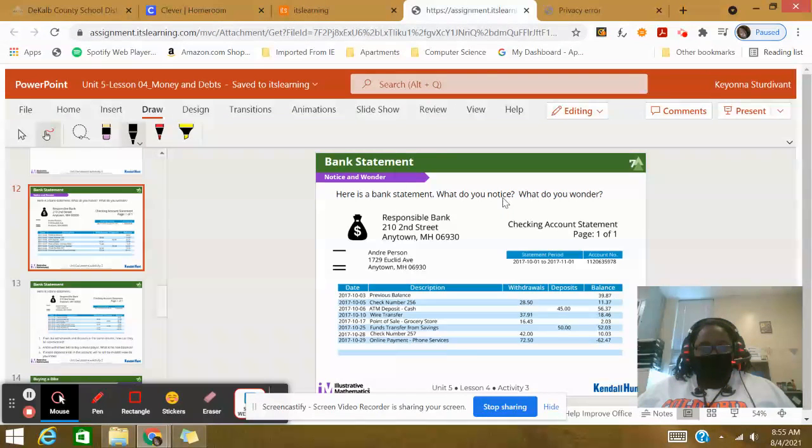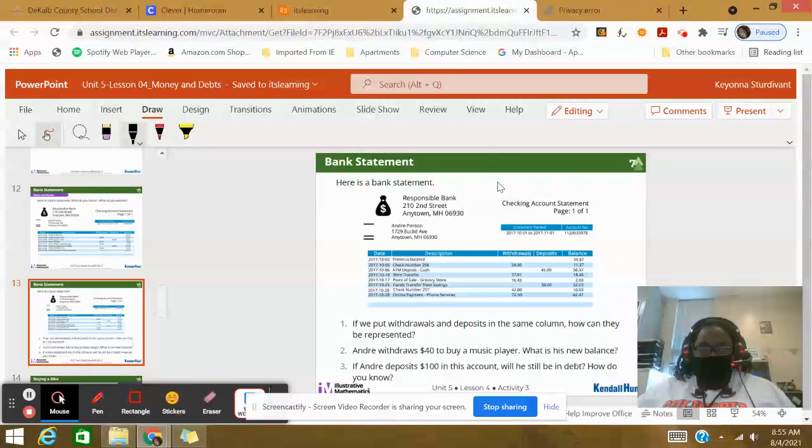Okay, so in this bank statement, what do you notice and what do you wonder? So they gave us a bunch of different balances. And this is a bank statement for a month from Andre. It's from October 1st to November 1st. And again, I'm going to just stop right here, but just think about what you notice and what you wonder. Because then we're going to move on from here to the next set of questions for the same statement.